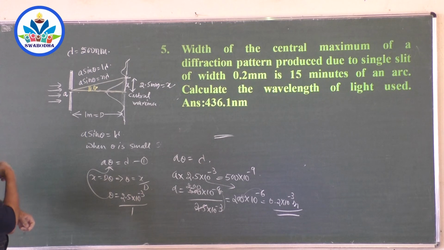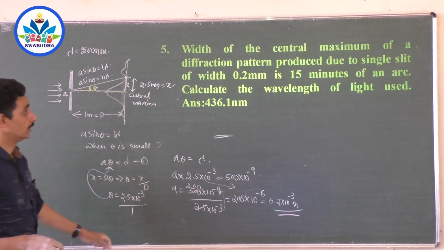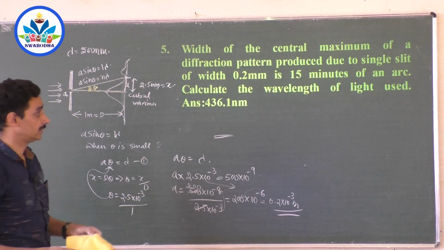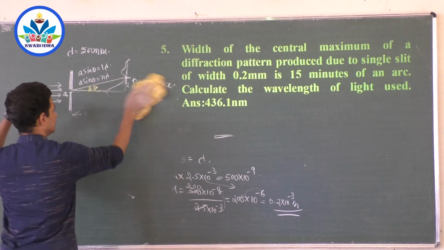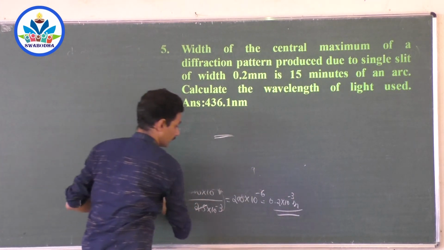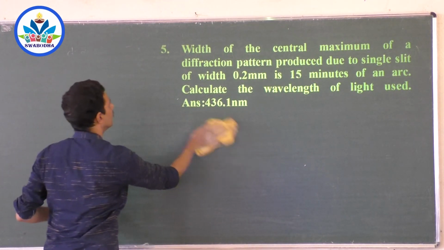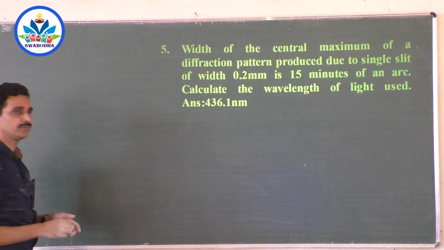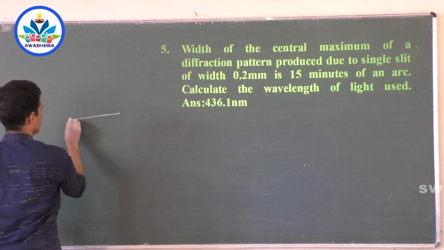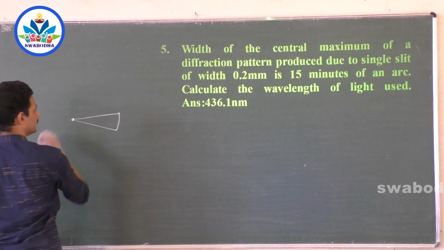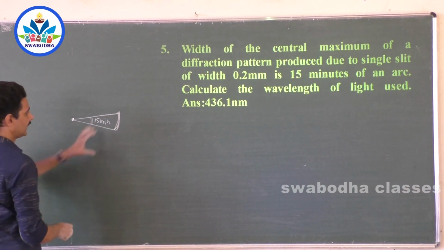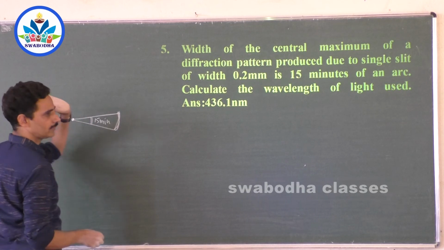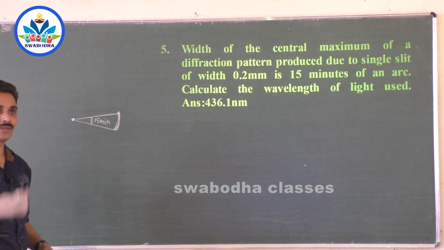5th. The width of the central maximum of a diffraction pattern produced due to a single slit of width 0.2 millimeter is 15 minutes of an arc. Here we get stuck with 15 minutes of an arc. What do you mean by 15 minutes of an arc? Say this point moves in such a way that about the center, it produces 15 minutes of an arc. The two ends of the arc make an angle of 15 minutes at the center.